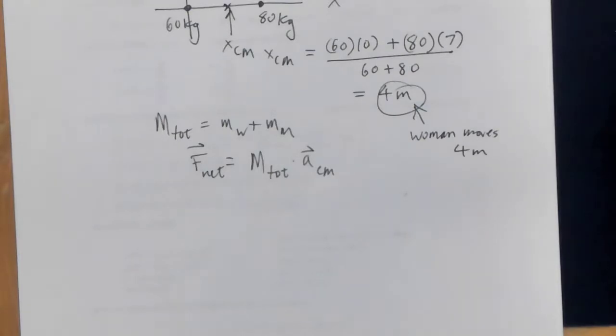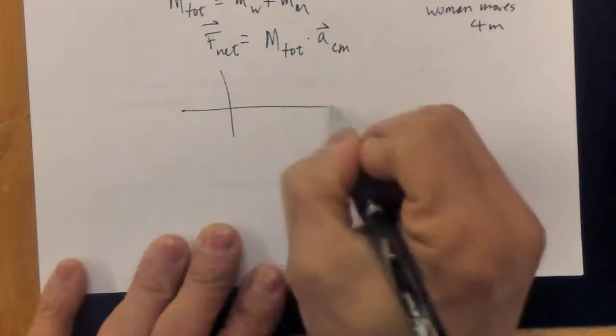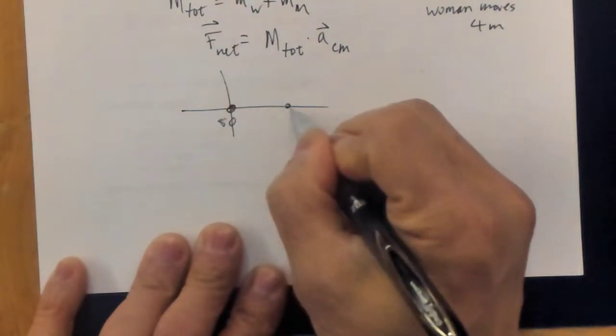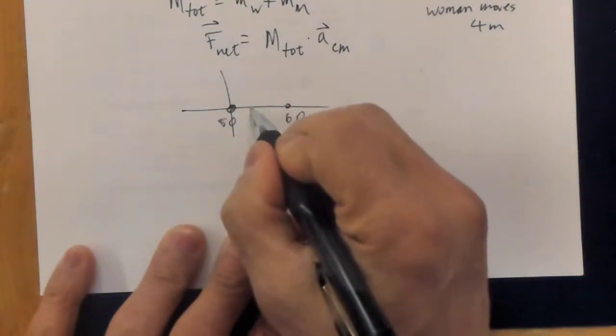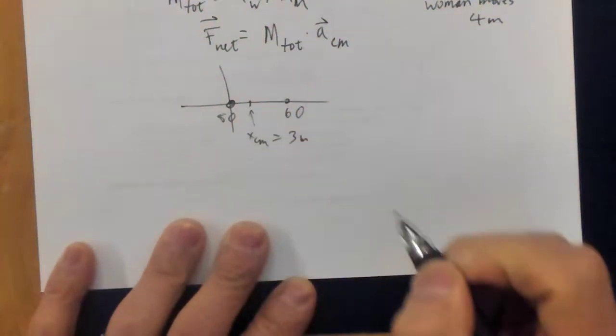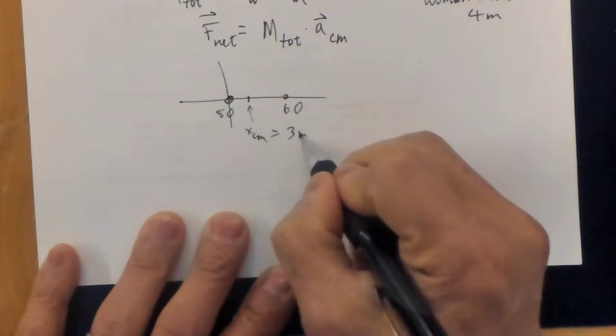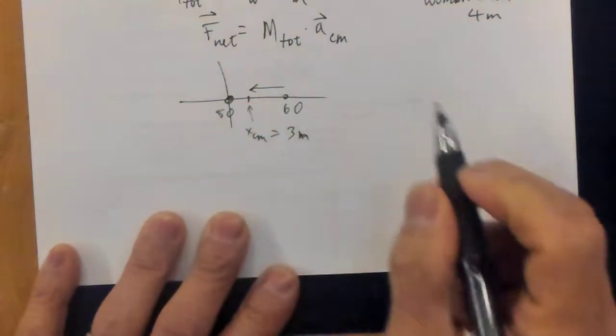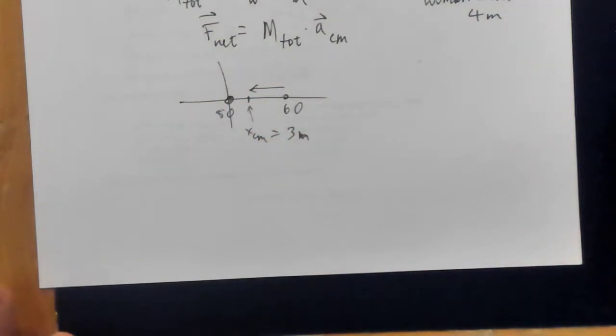You mean if you do it differently in the drawing? If I do it differently in the drawing, 80, 60, then my center of mass would be over here, where XCM is equal to 3 meters. Okay? But then the woman moves 4 meters to the left. Yeah, that's all that would happen. All right, any other questions? All right, let's go on.